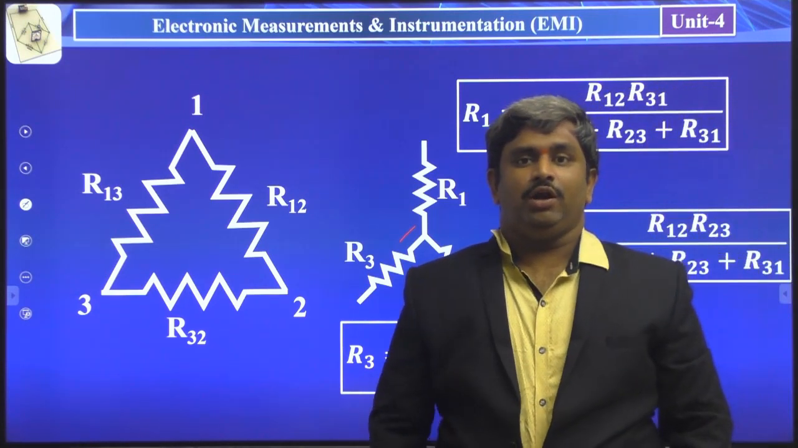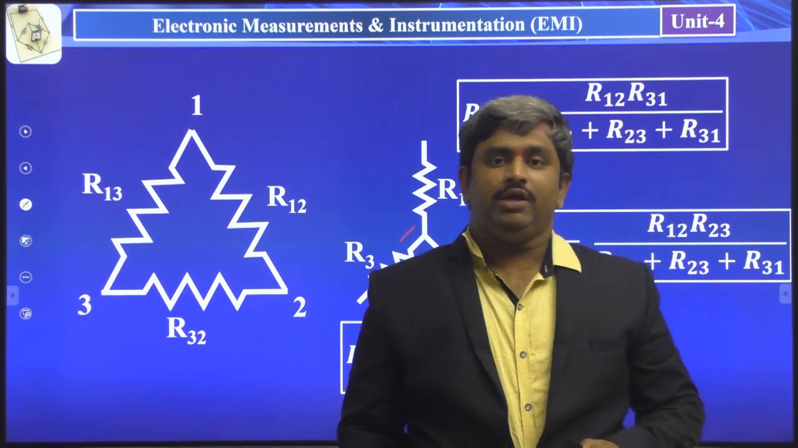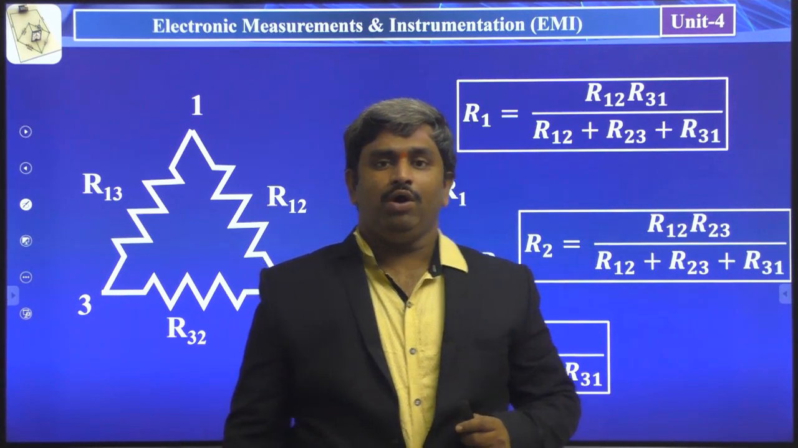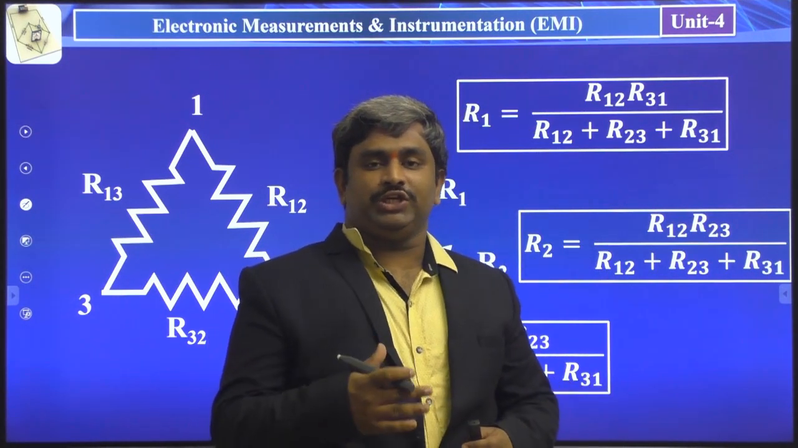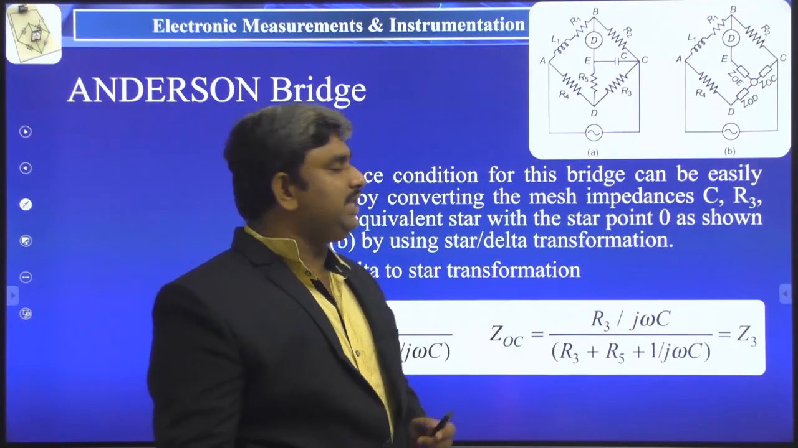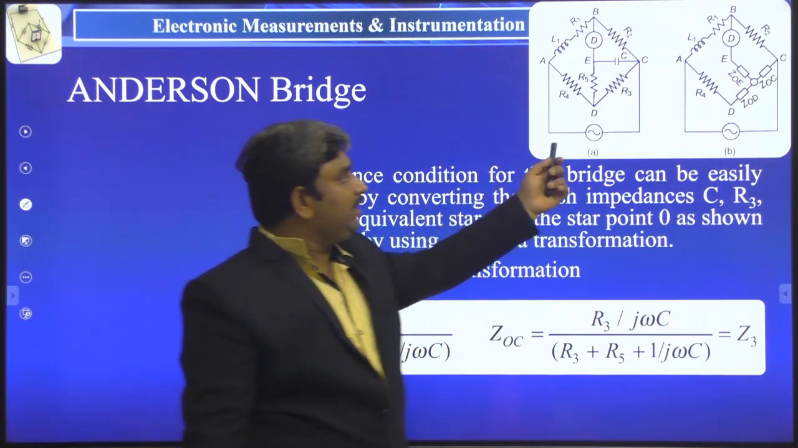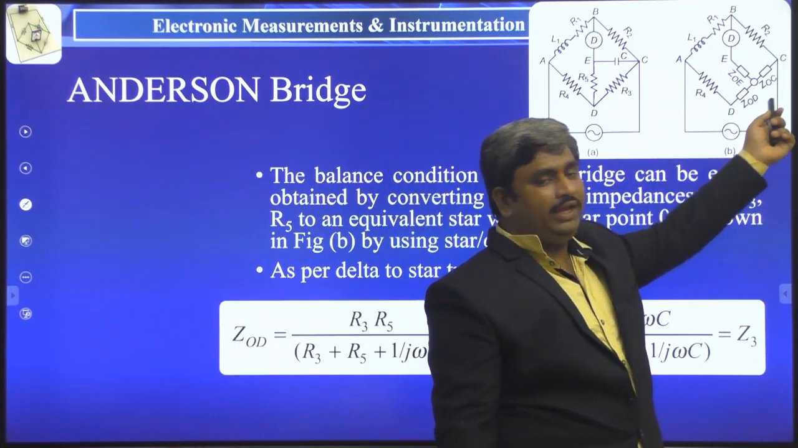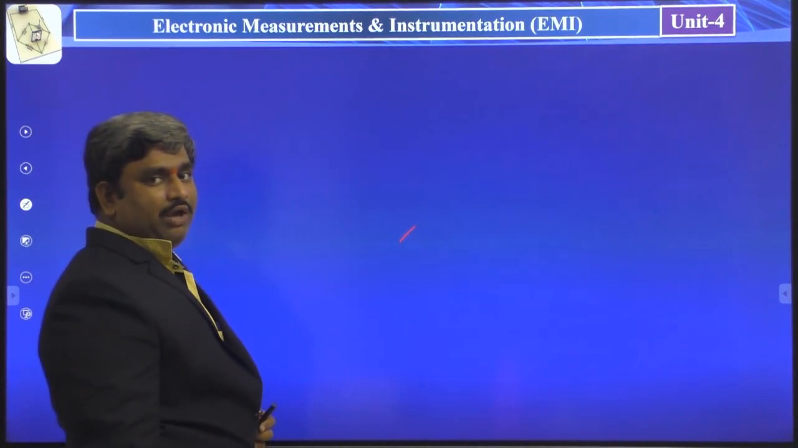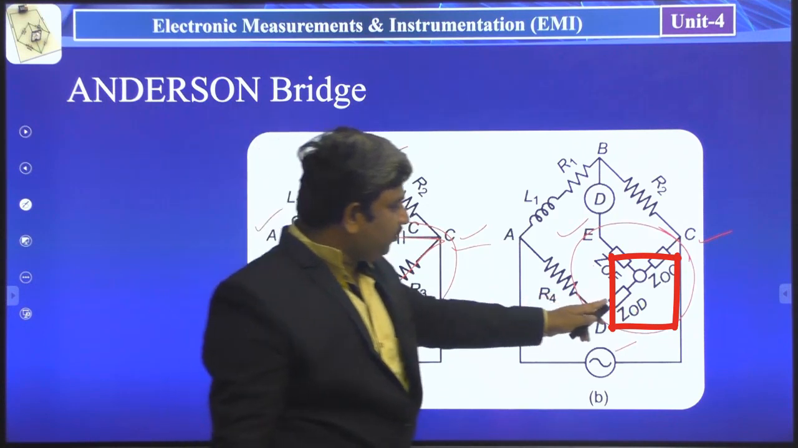Okay. Right. Now we have completed the delta to star connection completely. Now based on this strategy, we have to show the structure for the Anderson's bridge. So this is the Anderson's bridge. Based on this, here we have to know ZOD and ZOC values. That is, in the previous lecture, in the previous slide, we have seen the ZOD and ZOC.